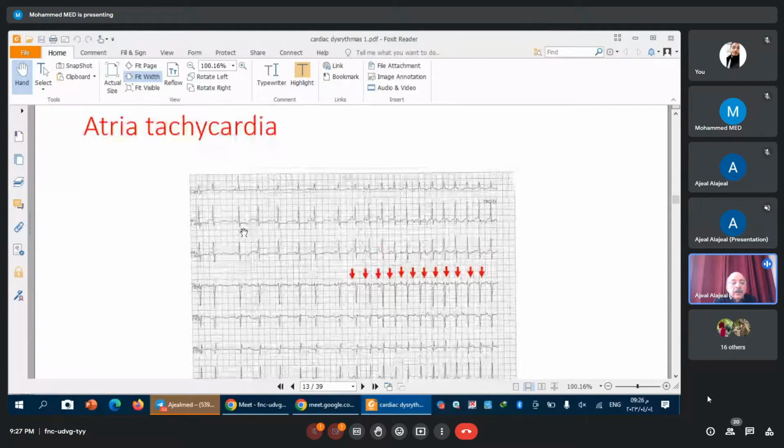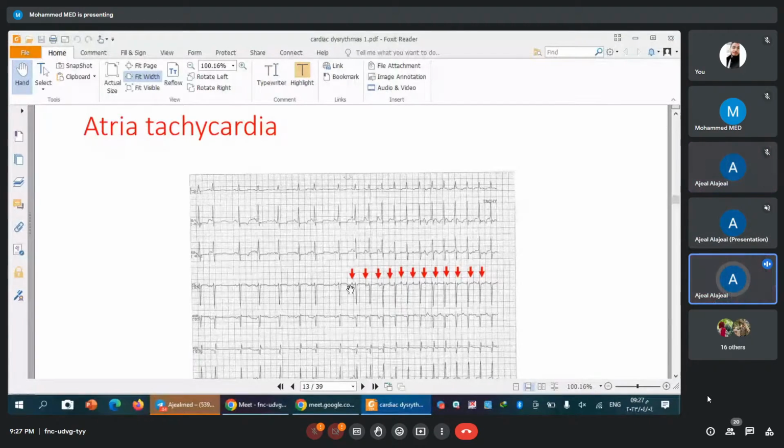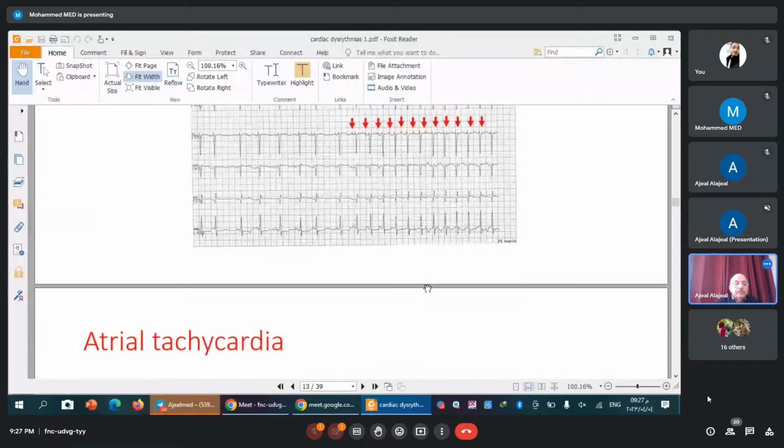This is atrial tachycardia. You can see the red arrows here point to the P waves, and the P waves are of different shape, and the PR interval is of different length as well. So probably this is a multifocal atrial tachycardia. You can see that the heart rate is very rapid as well. Next slide, please.